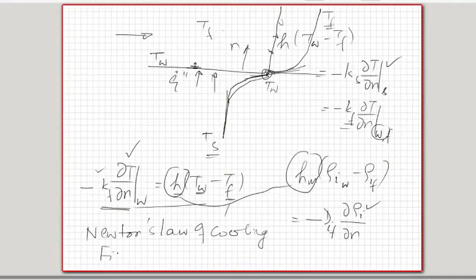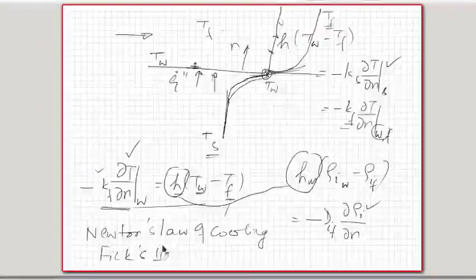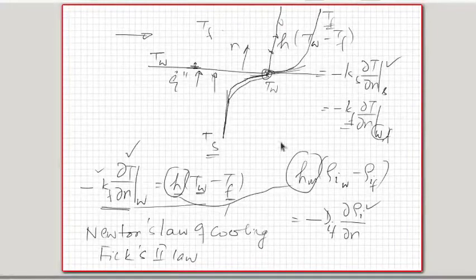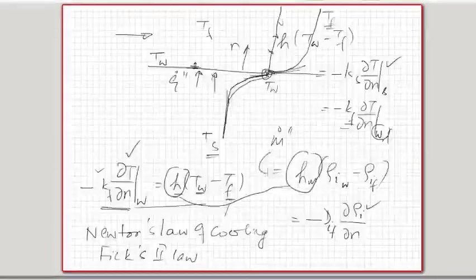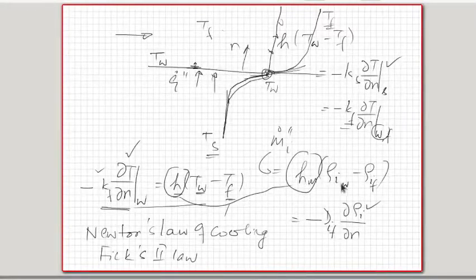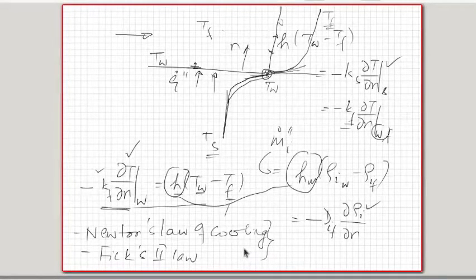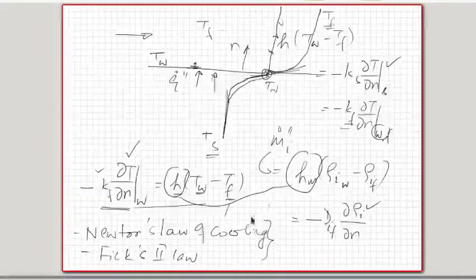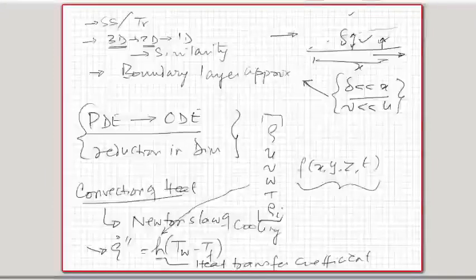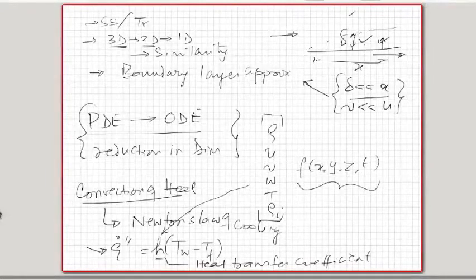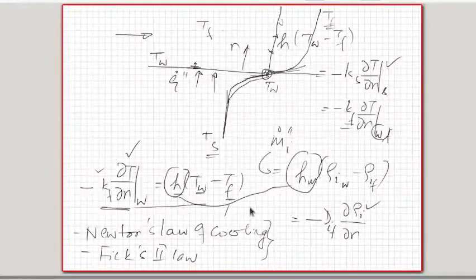and Fick's second law, as they may call it, which basically says that the mass flux of species I at the surface is equal to Hm into rho I wall minus rho I fluid. These two laws, which are very simple empirical relationships, are normally invoked in order to absorb the effect of whatever we solved from the complex governing equation solutions, to represent the effect of those on the rest of the heat transfer process.